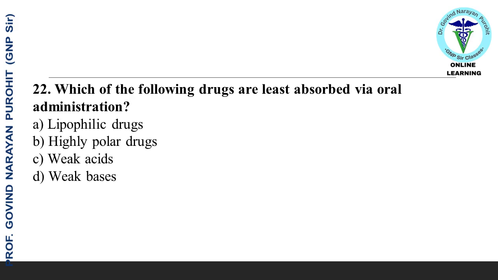22. Which of the following drugs are least absorbed via oral administration? A. Lipophilic drugs. B. Highly polar drugs. C. Weak acids. D. Weak bases. The correct answer is B. Highly polar drugs. Explanation. Oral absorption of drugs depends on several factors, including their ability to cross cell membranes. Cell membranes are primarily composed of lipids, making it difficult for highly polar drugs to pass through.